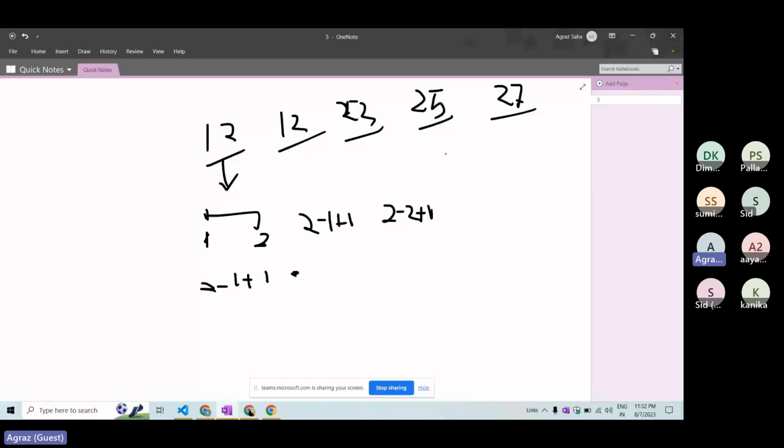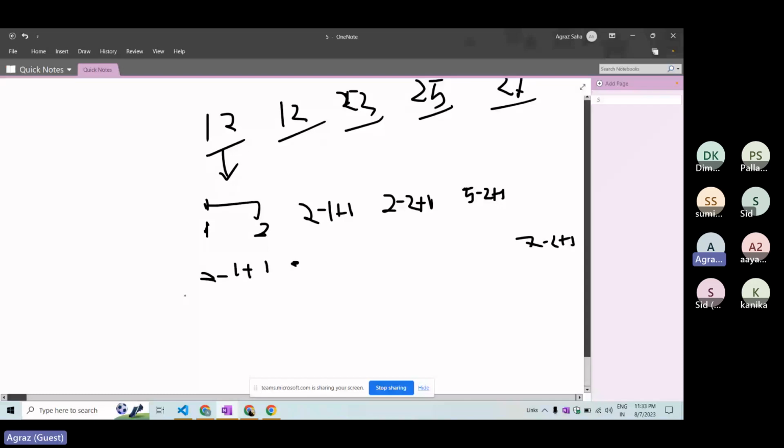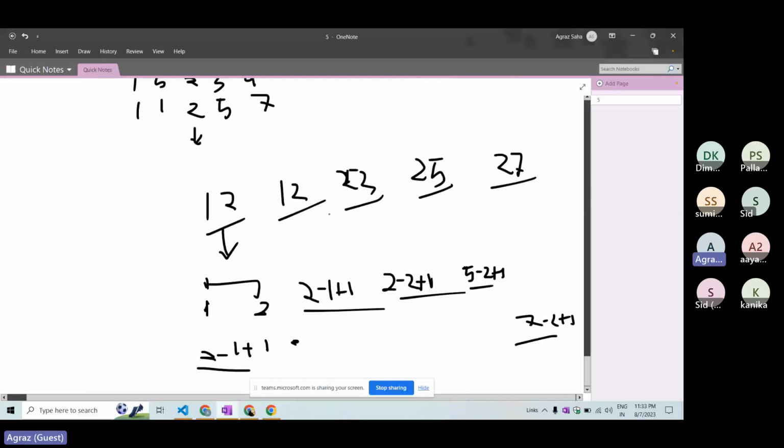5 minus 2 plus 1. This is 7 minus 2 plus 1. So the answer is the summation of all this. So if I partition the array for 2, for example, like this one is a partition and this one is a partition.